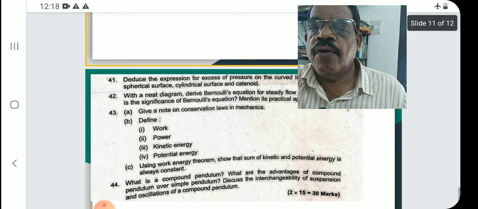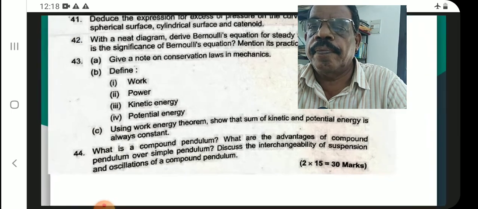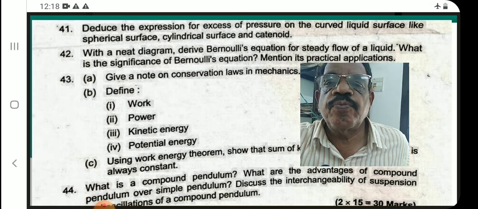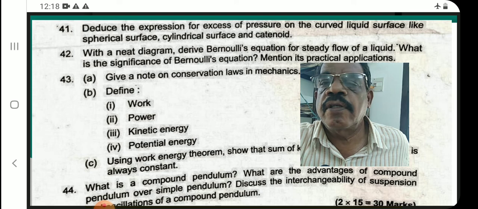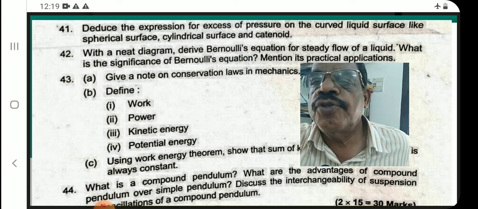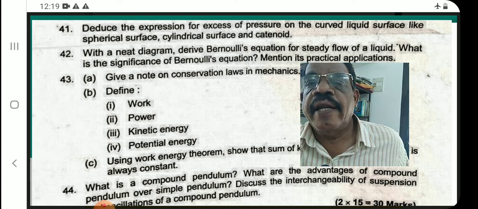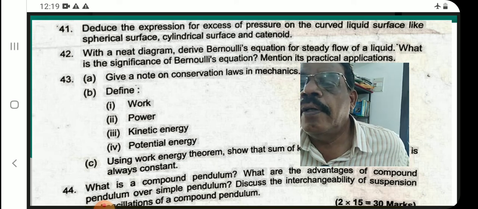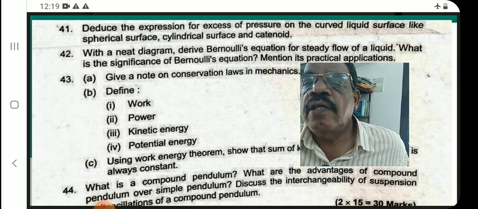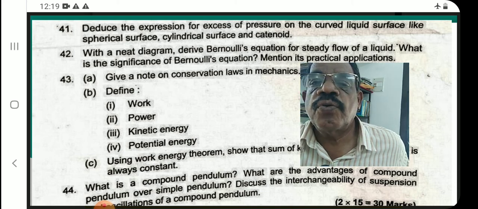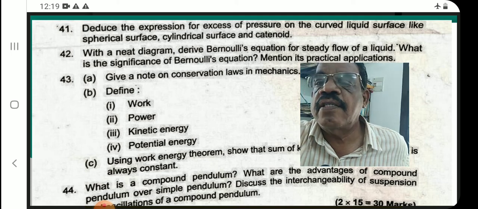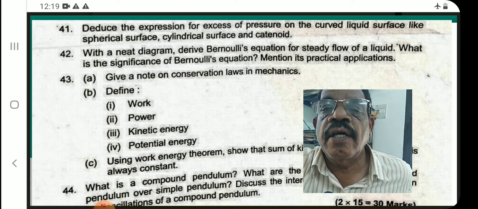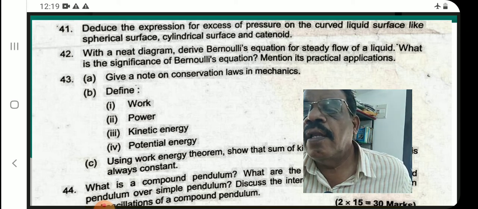Number 41. Derive the expression for excess pressure on the curved liquid surface like a spherical surface, cylindrical surface, and a catenoid surface. Number 42. With a neat diagram, derive Bernoulli's equation for a steady flow of a fluid. What is the significance of Bernoulli's theorem? Mention its applications.